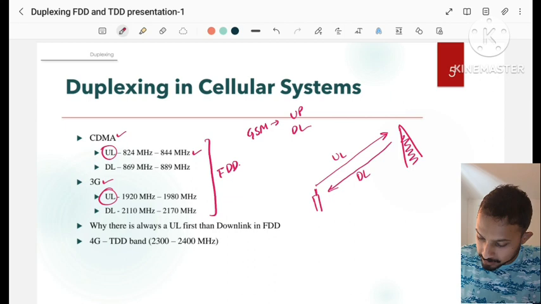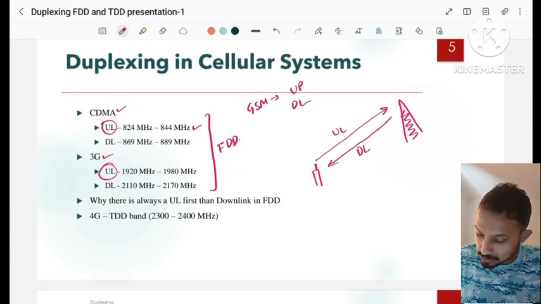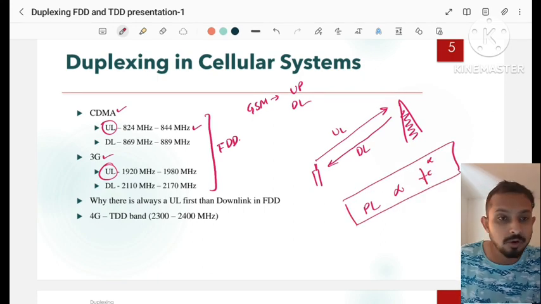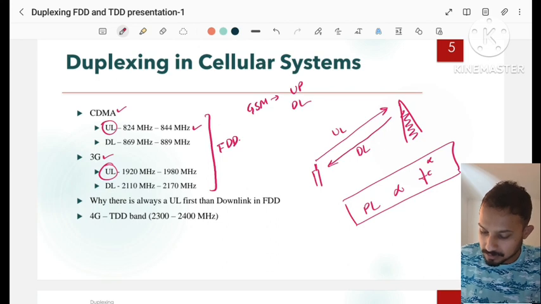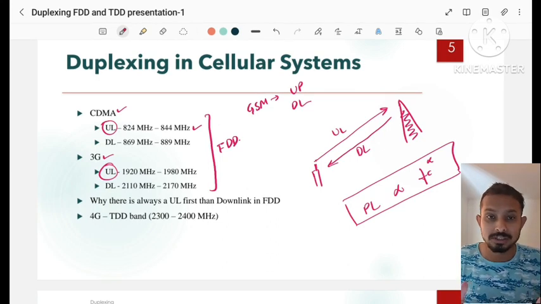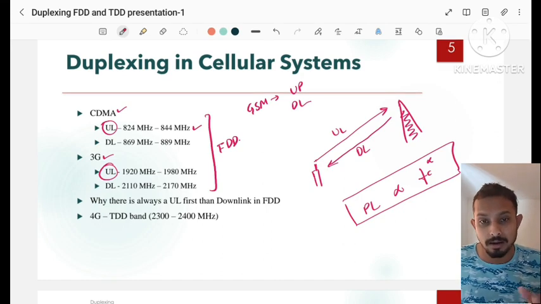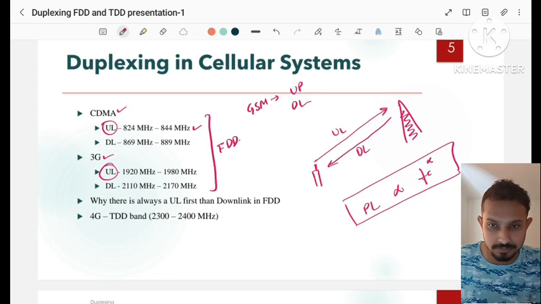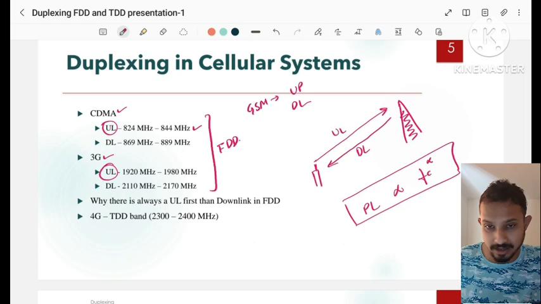So we know the expression that the path loss is directly proportional to the carrier frequency, so the idea is to give lower frequency to the link with higher path loss concern. Since the uplink is more vulnerable, we will allocate low loss, that is low frequency, to the uplink and high frequency to the downlink. So this is basically the simple reason why uplink is first and downlink is later.